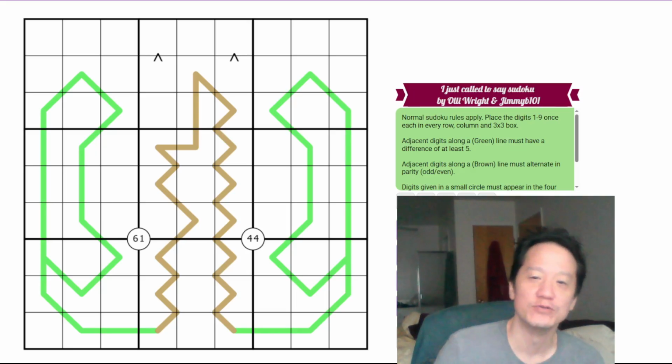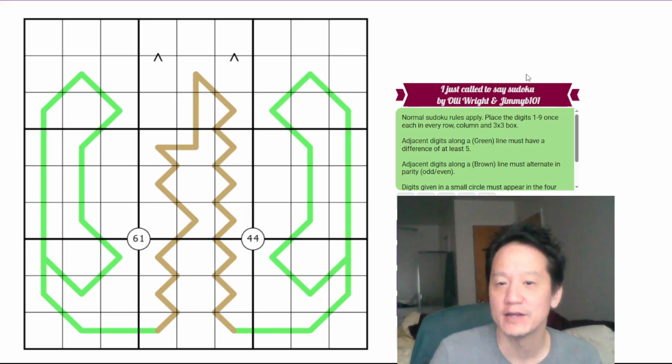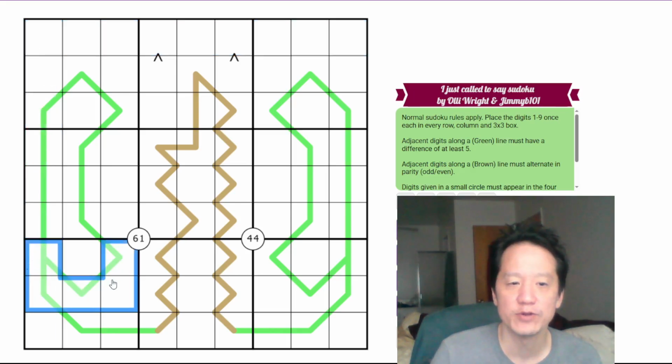And here are the rules. Normal Sudoku rules apply, which means place the digits 1 through 9 once each in every row, column, and 3 by 3 box.